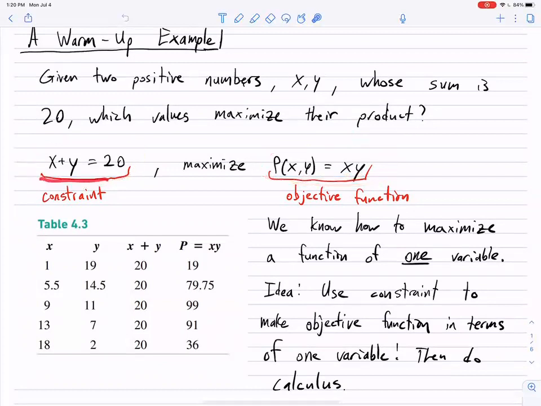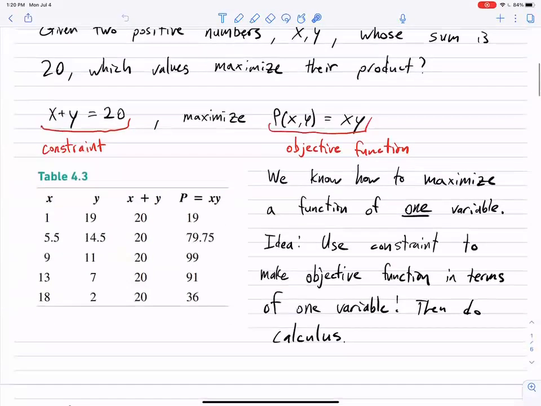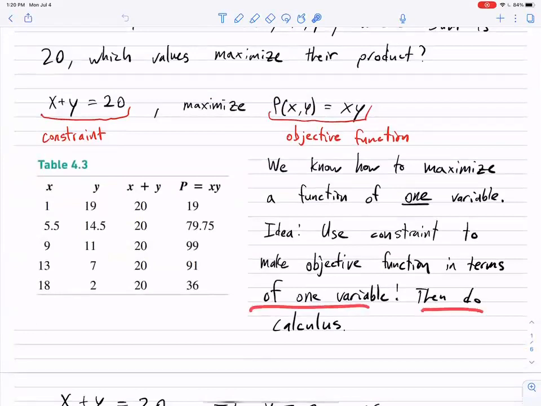So how do we use this to maximize that? The idea is that we put this objective function in terms of just one of the variables by plugging in the constraint. We plug in this constraint for one of the variables, and then we have an objective function in just one variable. Once you have it in one variable, then you just do calculus, right? To optimize a single variable function is just to find its max and min, which is what we've been doing all this past week.